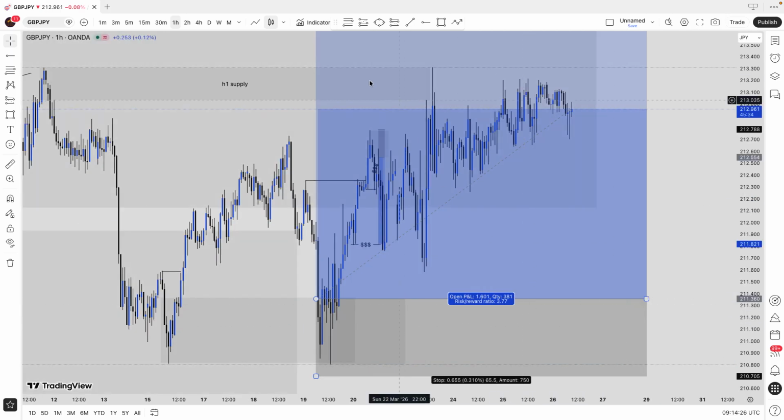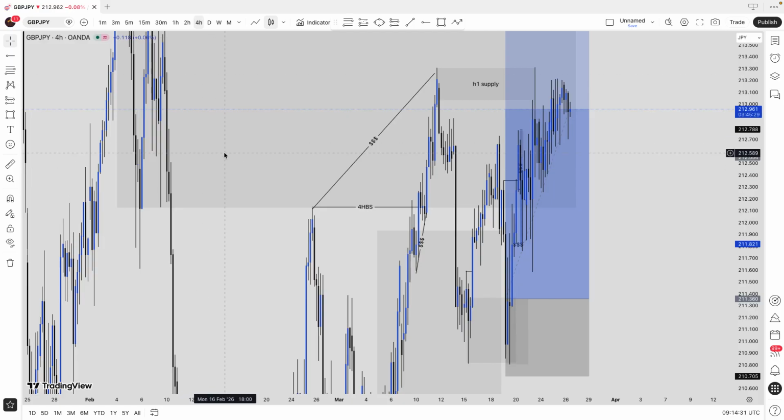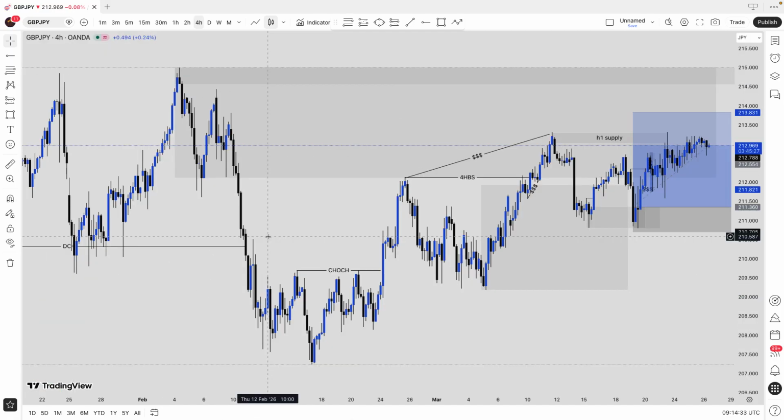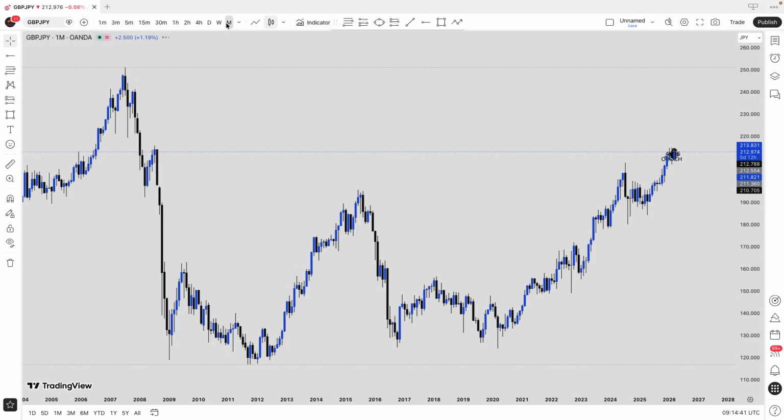Here we are. These are setups I identified on the 4 hour time frame, but it was based on the daily time frame, but I'll explain on that. So to begin with, I always like starting my analysis from the bigger time frame.